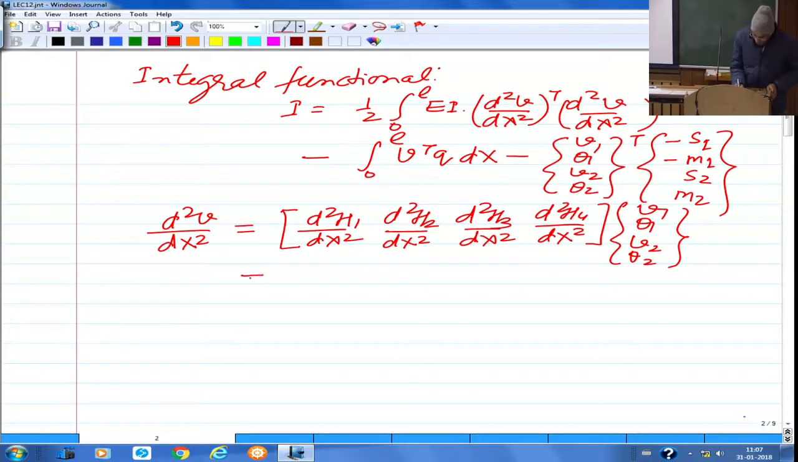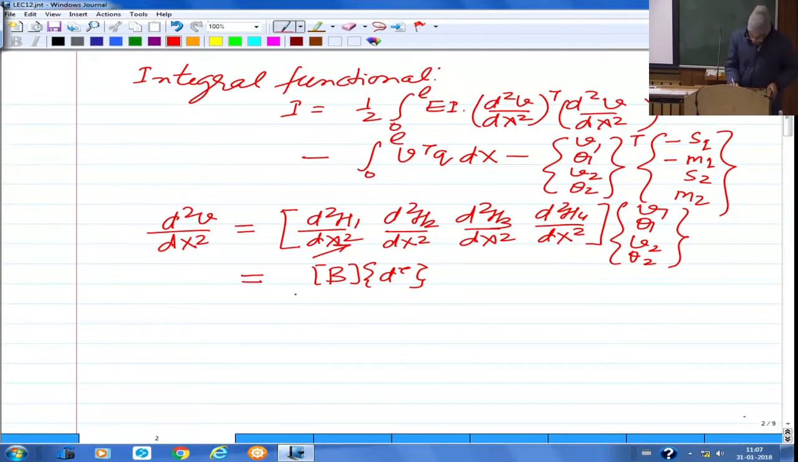Let us call this b, as far as the notation is concerned, b into de, where b is basically this. And if you look at the shape functions, they are cubic in capital X. So when you differentiate them twice, b will involve terms linear in capital X.